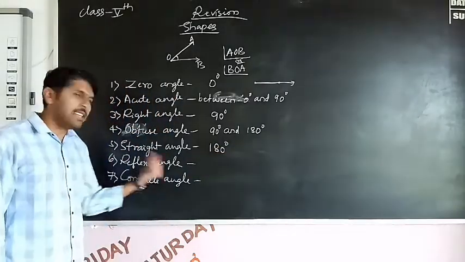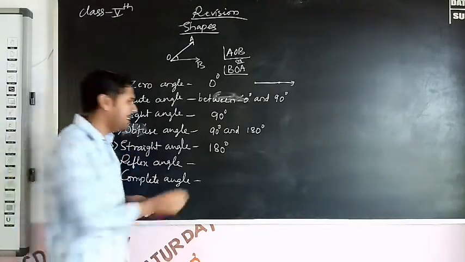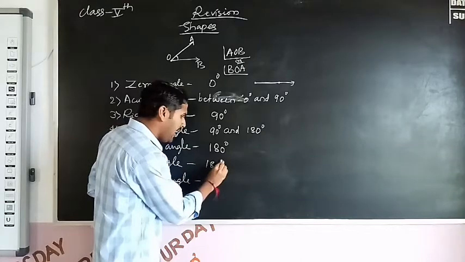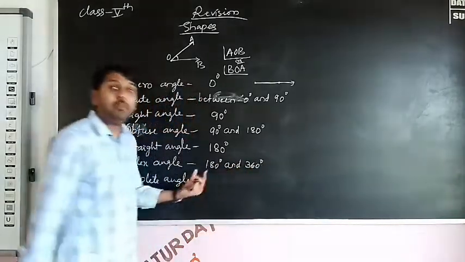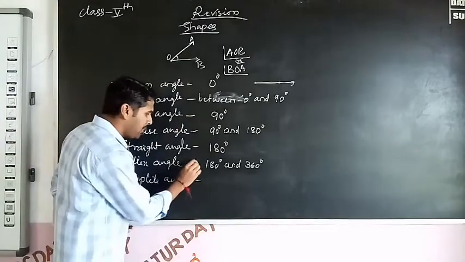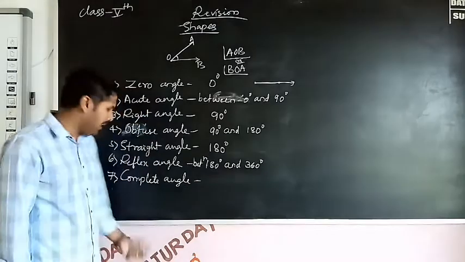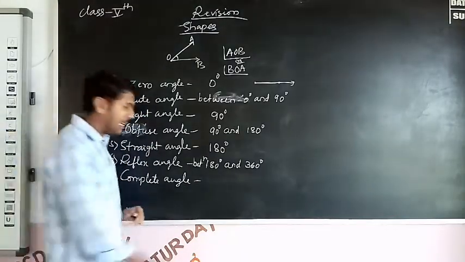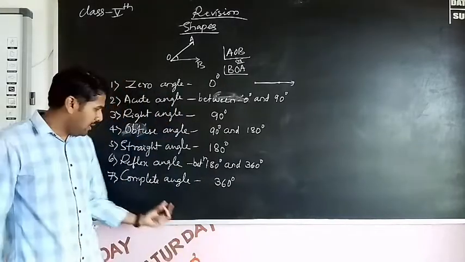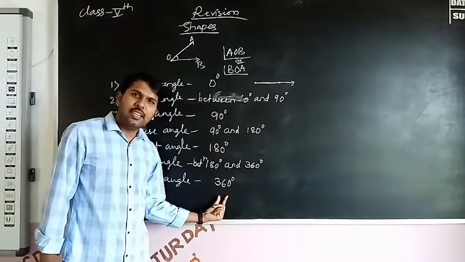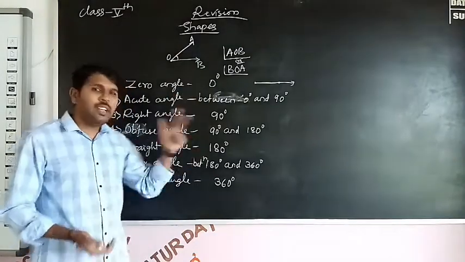Next, reflex angle means the measurement is in between 180 degree and 360 degree. And the last one, complete angle, is exactly equal to 360 degree. The angle that is exactly equal to 360 degree we call a complete angle. So these are the types of angles.